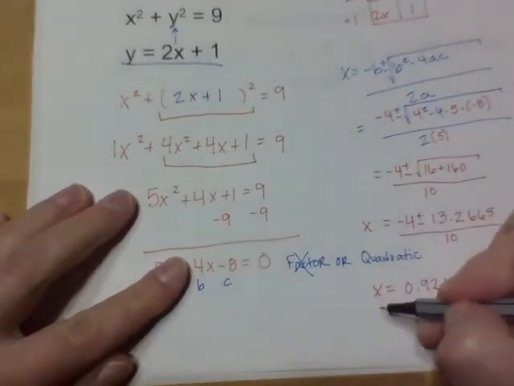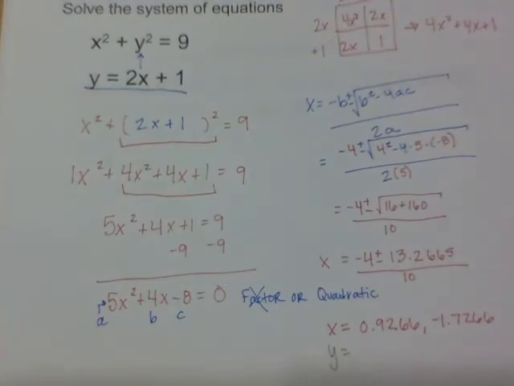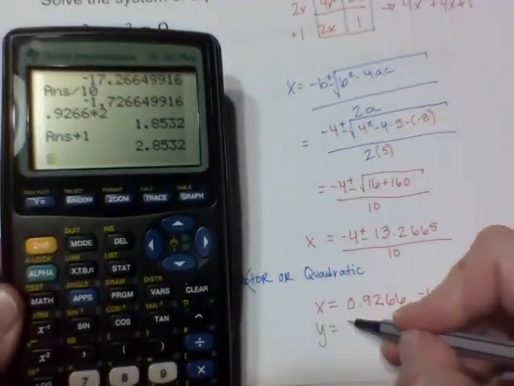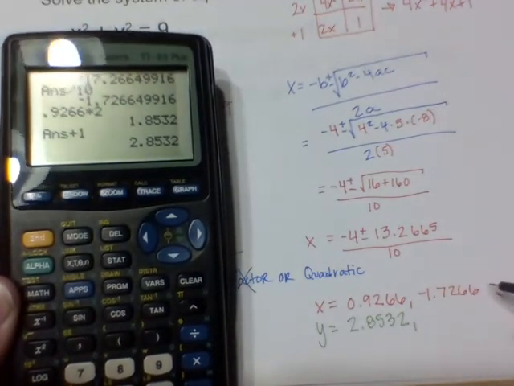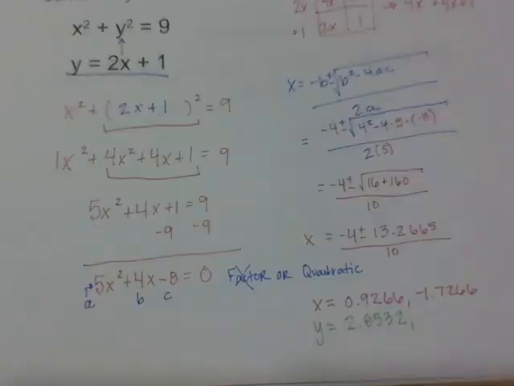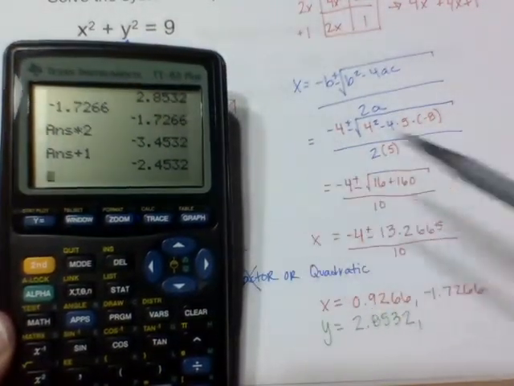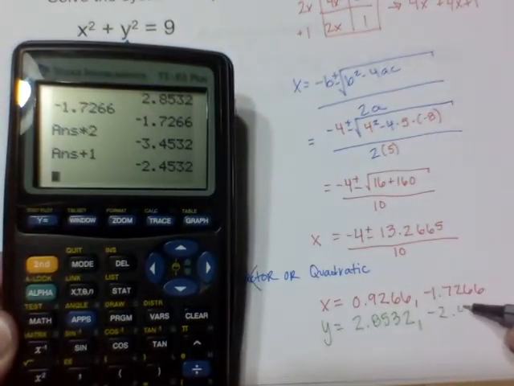So our y value for this one, if we plug in 0.9266 and multiply by 2 and then add a 1, we're going to get 2.8532. And then the other y value, if we plug in this negative 1.7266, we're going to multiply that by 2 and add 1. So again, this weird value times 2, but then plus 1 leaves you with negative 2.4532.